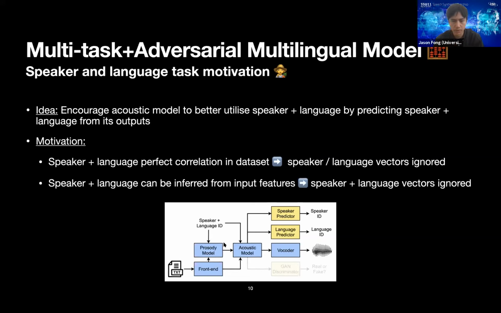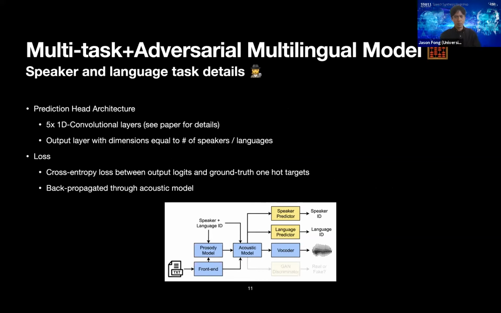So to help prevent the acoustic model from ignoring these conditioning features, we try to predict speaker and language IDs from the vocoder features that it outputs. What is the architecture exactly for each of these predictors? They're quite simple. It's just 5 1D convolutional layers, and the output layer's dimension is equal to the number of speakers or languages. We just train that using a cross entropy loss with the ground truth labels. The losses from the speaker and language prediction are used to train the predictors, but they're also used to update the acoustic model to encourage it to utilize the speaker and language input features.